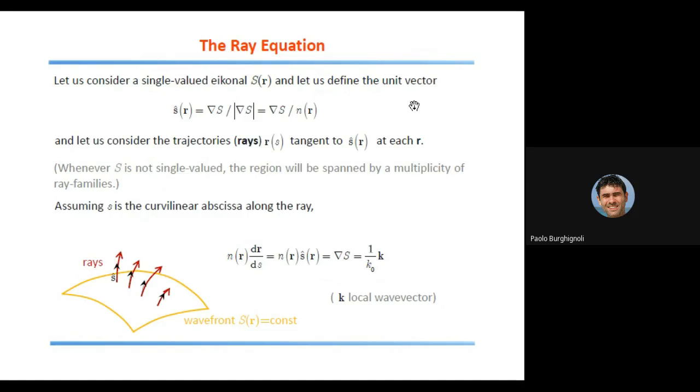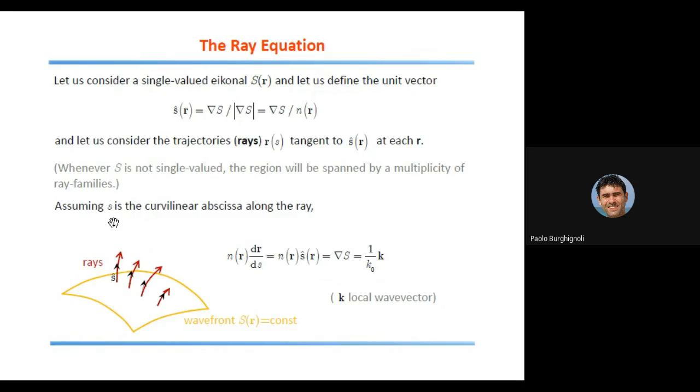If we define the unit vector here, S with a hat, as by definition the gradient of the eikonal divided by its absolute value, since the eikonal equation tells us that the absolute value is equal to the refractive index, we can also replace the denominator here with the refractive index of the medium, n. And let us now study the rays, that is the trajectories, the lines whose tangent is equal to this unit vector S hat at each point in space.